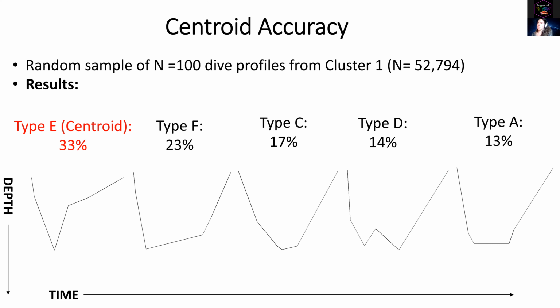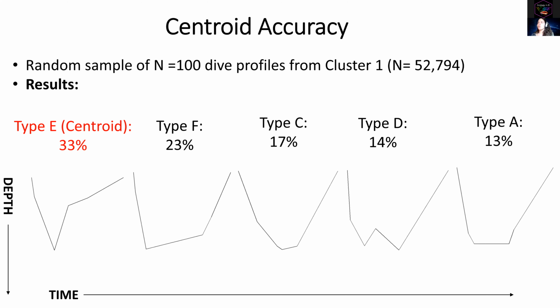So I just went through, and there's probably a better way to do this, but I came up with these results this week. I went through a random sample of 100 dive profiles from cluster 1, which had 52,000 dives, and scored them by their different types. Type E was about 33%, and that was the overall centroid, followed by type F, type C, type D, and type A. You'll recognize these profiles from the Hochschild review paper that I showed.